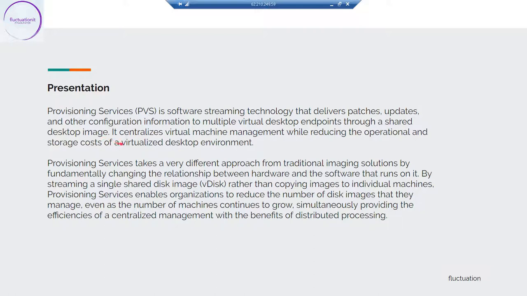PVS takes a very different approach from traditional imaging solutions by fundamentally changing the relationship between hardware and software. The idea is that it will stream a single shared disk image, named a vDisk, rather than copying an image to each individual machine.